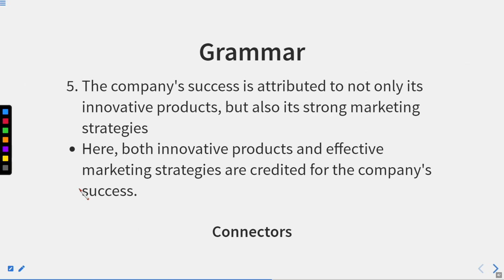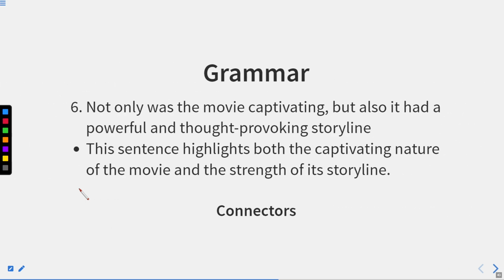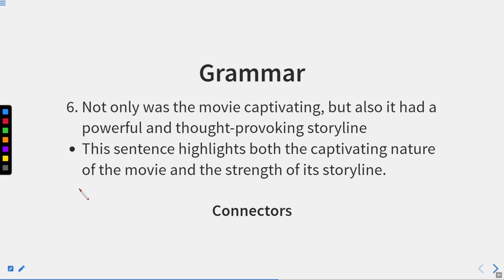The company's success is attributed to not only its innovative products, but also its strong marketing strategies. Here, both innovative products and effective marketing strategies are credited for the company's success. Not only was the movie captivating, but also it had a powerful and thought provoking storyline. The sentence highlights both the captivating nature of the movie and the strength of its storyline.